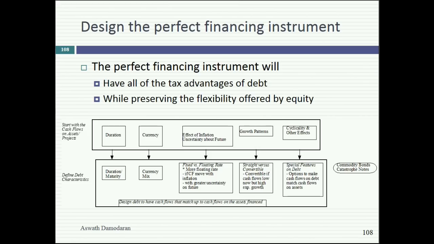So I come to you and say, what debt should I take on? You're allowed a series of questions, and your questions should be all about what kind of assets I have and what kind of projects I take. The first question you're going to ask me is, how long-term is a typical project for you? If I'm Boeing, let's take Boeing as an example, what's a typical project for Boeing?